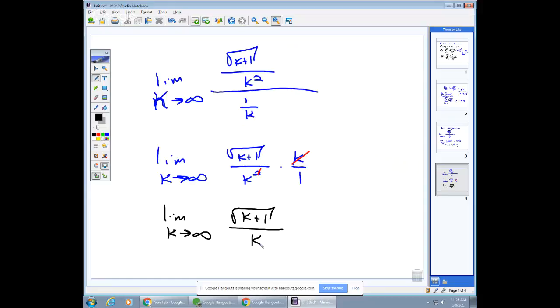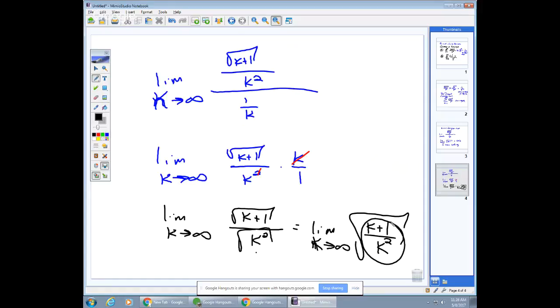It'd be nice if this was a square root in the denominator too. I could combine it all into one square root. Can I write k as the square root of something? Yeah, I could write it as the square root of k squared. Then I can bring all this together, as long as everything's positive. This will be the limit as k goes to infinity of the square root of k plus 1 over k squared. And we can take the limit inside the square root because the square root is a continuous function. So what happens on the inside here? What's going on in there?